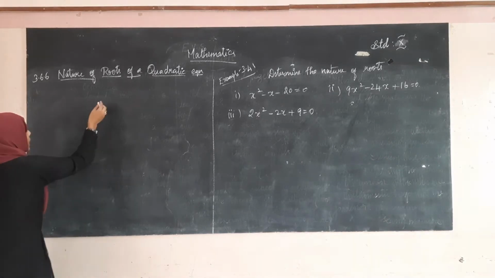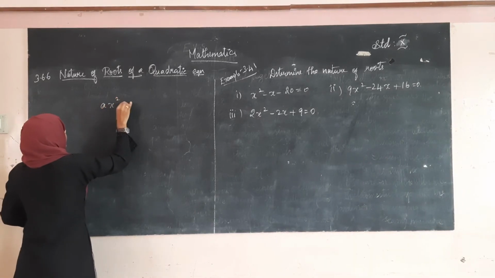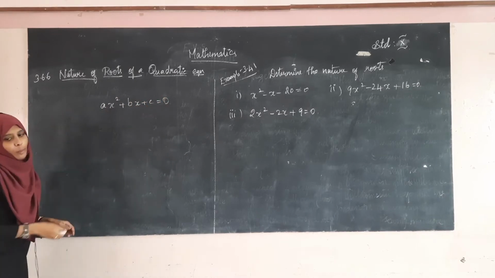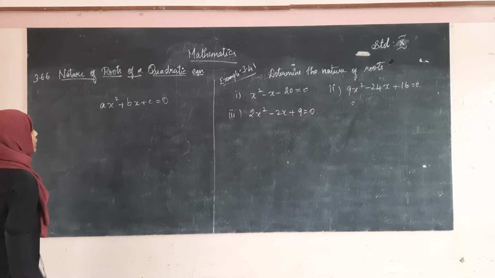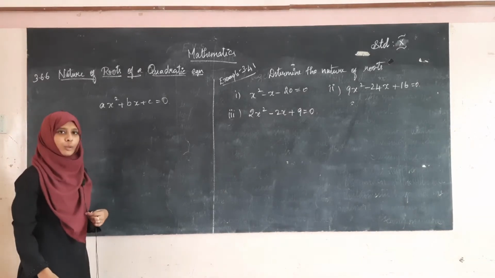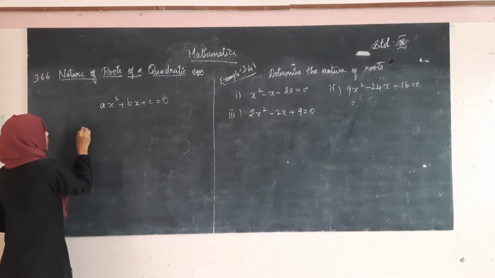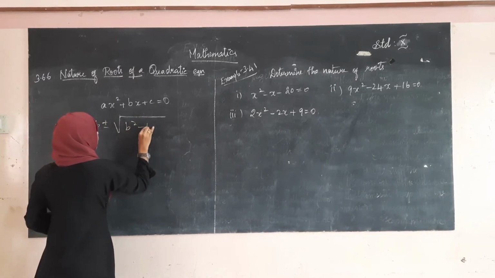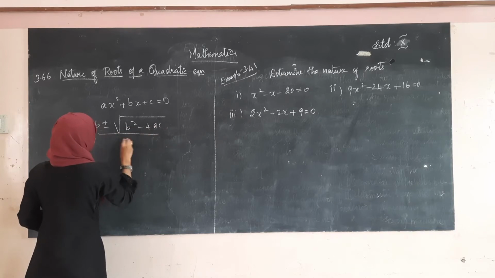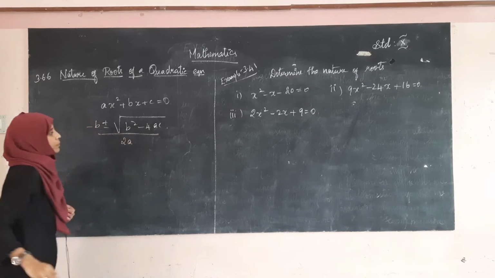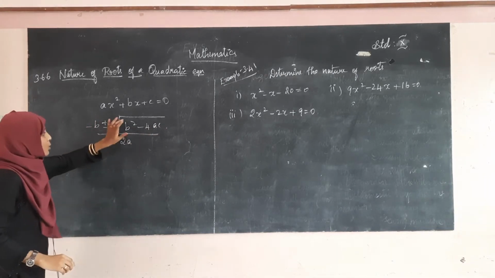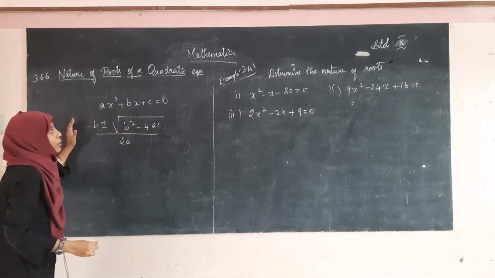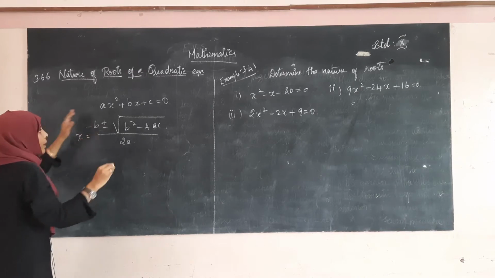Okay. So a quadratic equation will be ax squared plus bx plus c is equal to 0. This is the common form of a quadratic equation, right? So what's the formula for finding the roots of the quadratic equation? It will be minus b plus or minus root of b square minus 4ac divided by 2a. This is the formula for finding the roots of the quadratic equation.